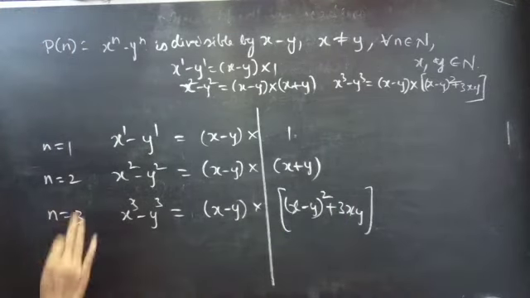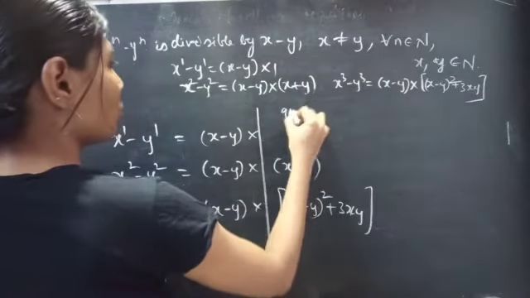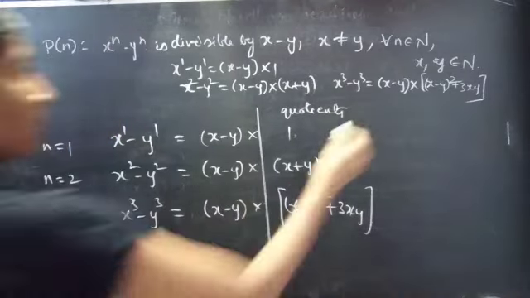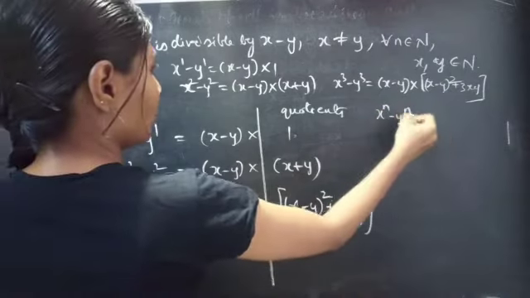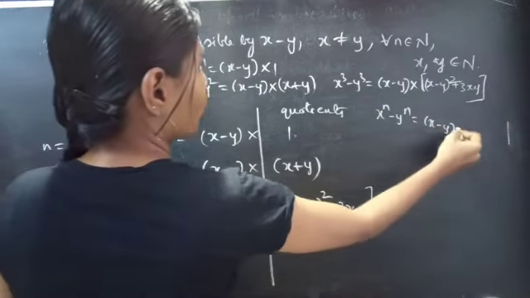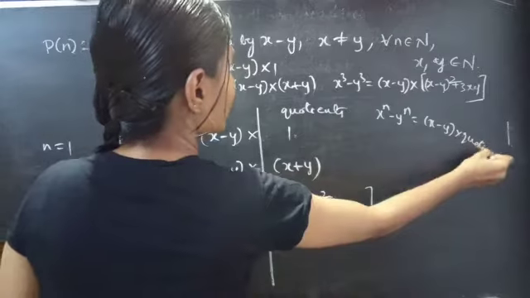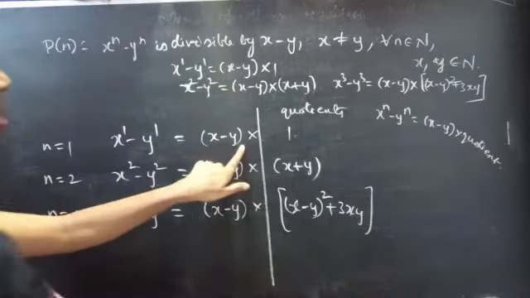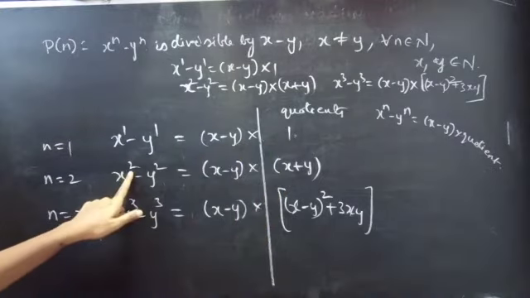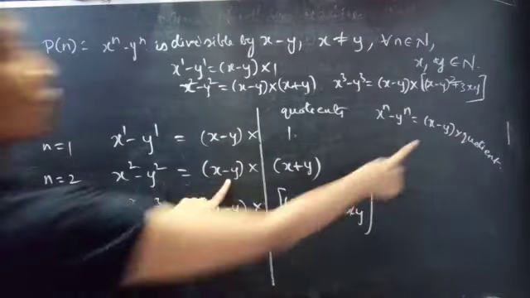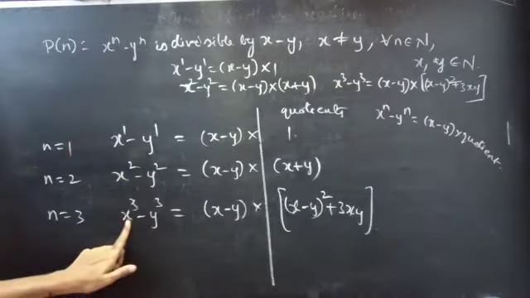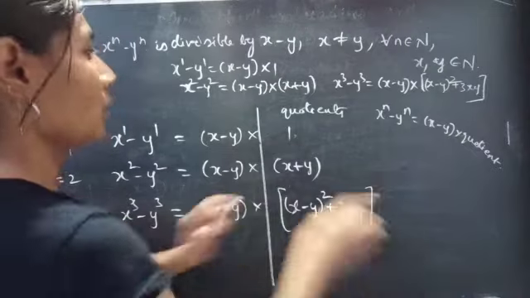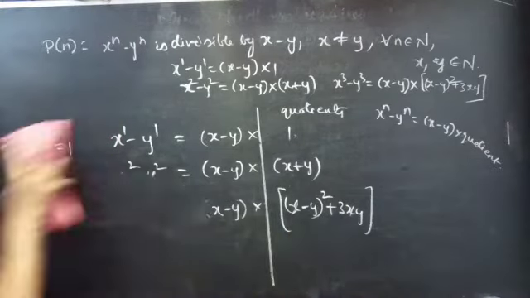So these are our quotients, right? So we are getting (x minus y) into some quotient, in general. When n equals 1, we get (x minus y) into quotient 1. When n equals 2, x square minus y square equals (x minus y) into quotient. When n equals 3, x cube minus y cube equals (x minus y) into quotient, right? Just keep this in mind.